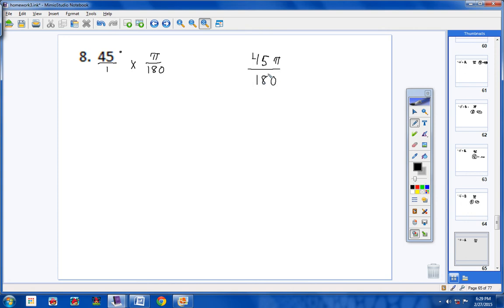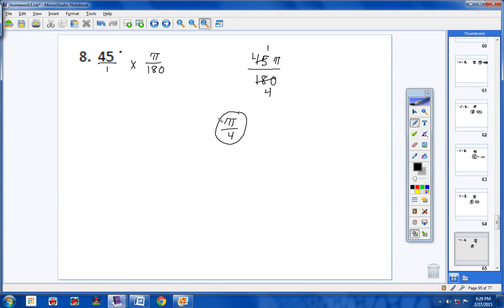Now if you take 45 and you reduce that fraction, you're going to get 1/4, okay? So you can put pi over 4, because 45 goes into both these numbers. Okay, so you can put pi over 4, or you can put 1 pi over 4. It really doesn't matter, okay?